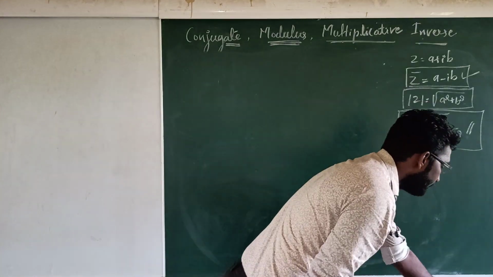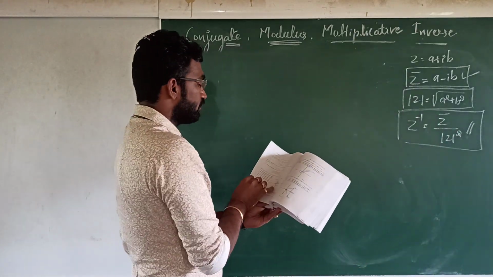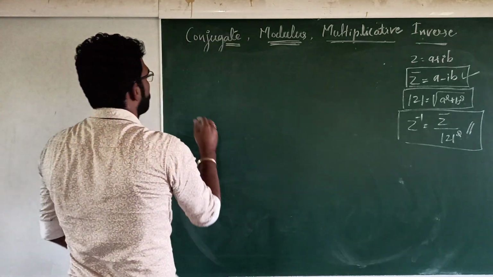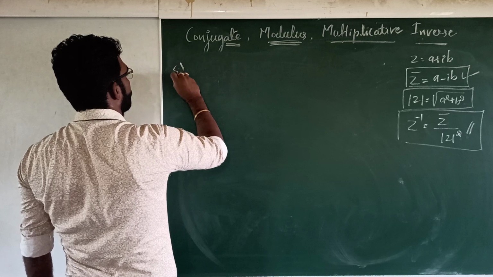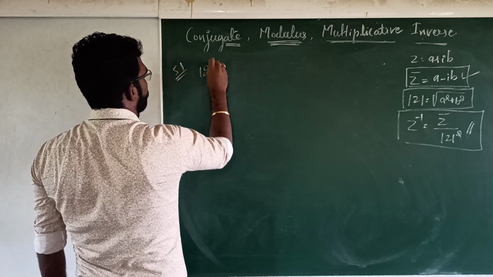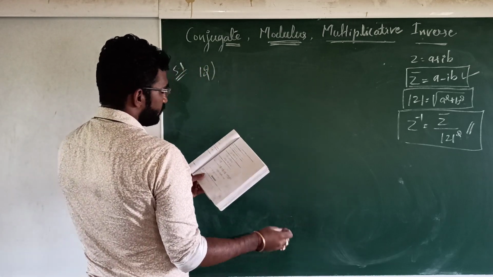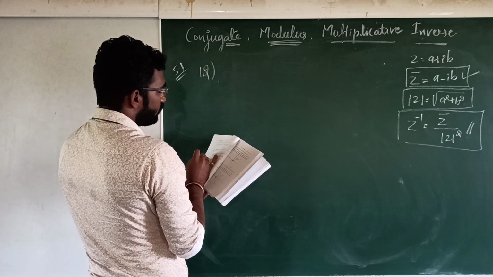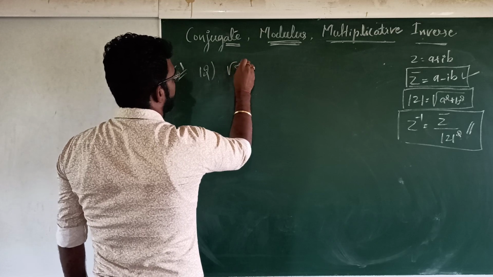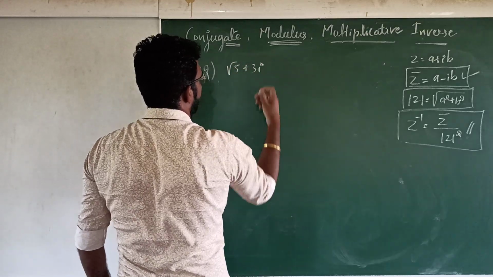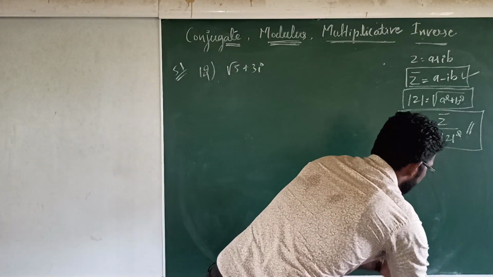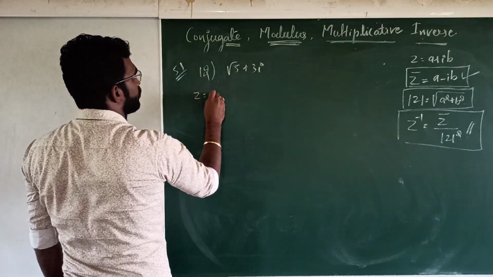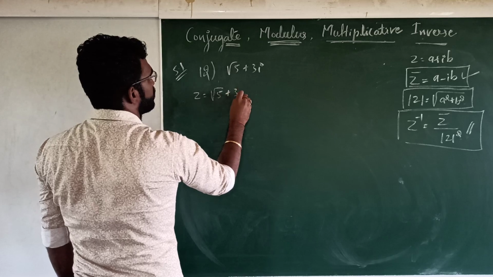So one more example. I am going to take it from your textbook, exercise 5.1, question number 12. Simple. So what is the question? Find the multiplicative inverse of root 5 plus 3i. So we are going to find it. How to start? Start with z equals root 5 plus 3i.